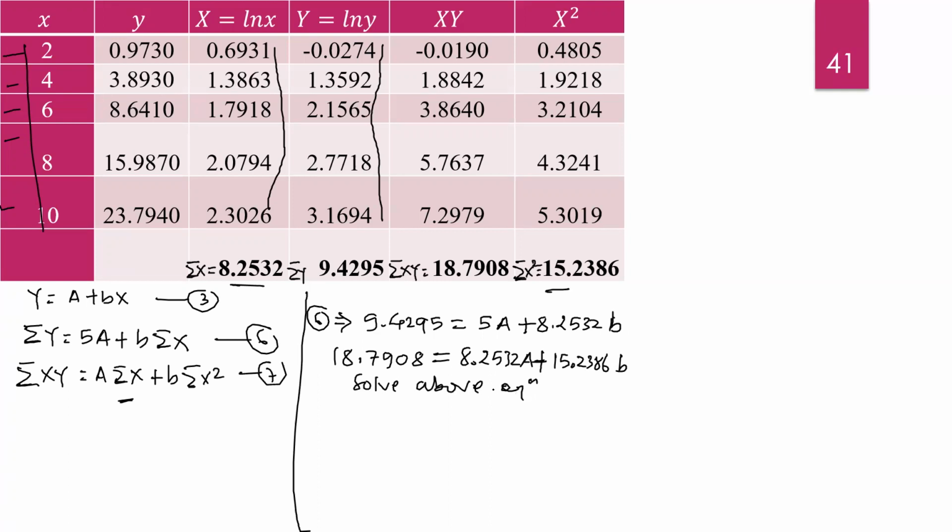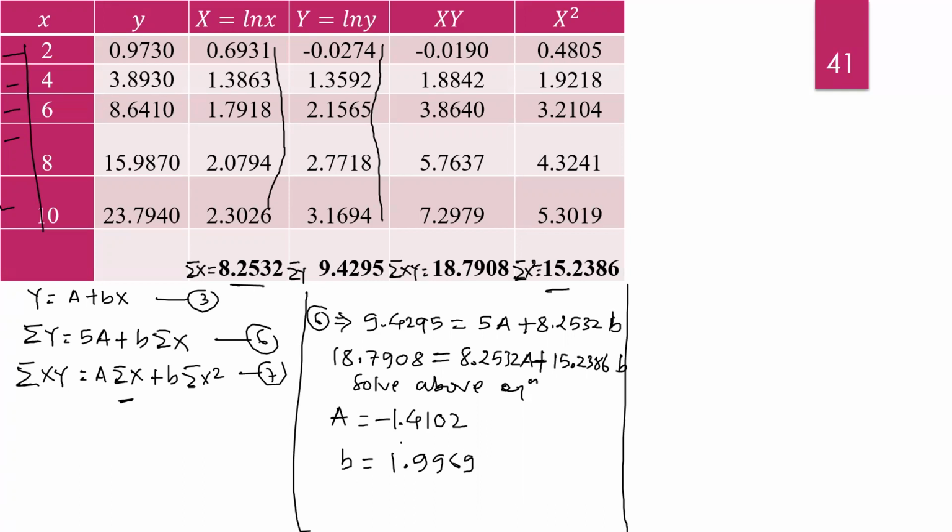Now I am solving these two equations by calculator. Then we get capital A is equal to minus 1.4102 and small b is equal to 1.9969.